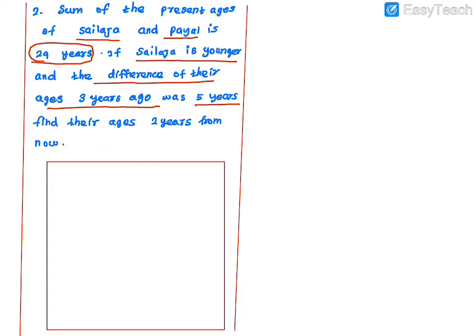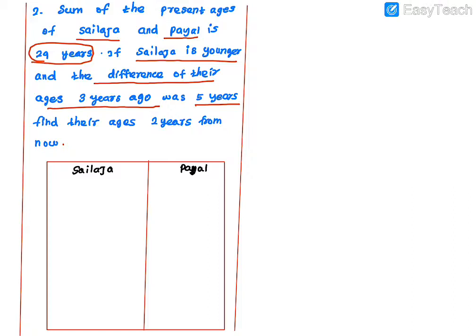So here I'll write Shailaja and Payal. There are two persons, so you have to make that tabular column. From the given data, what are the things they have given? If Shailaja is younger and the difference of their ages 3 years ago. So first, from the first statement, what data can you get?